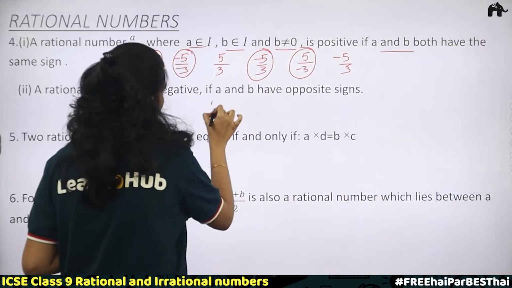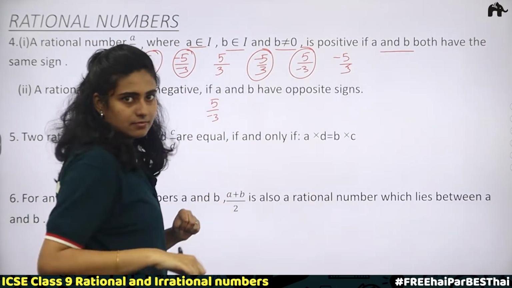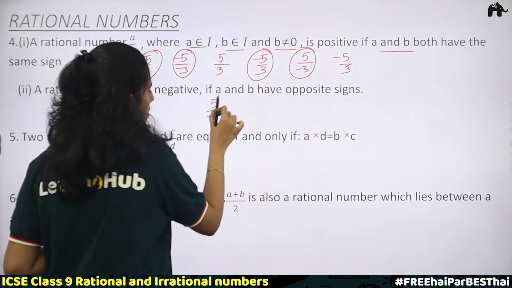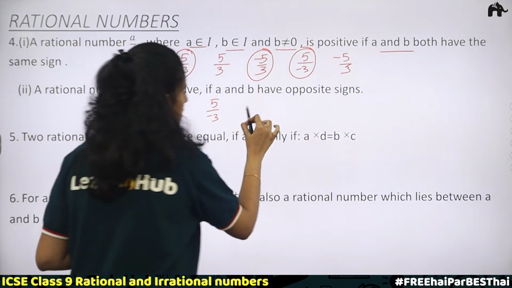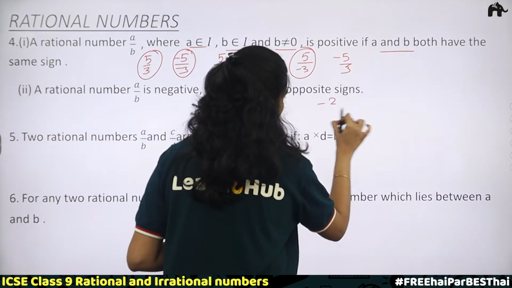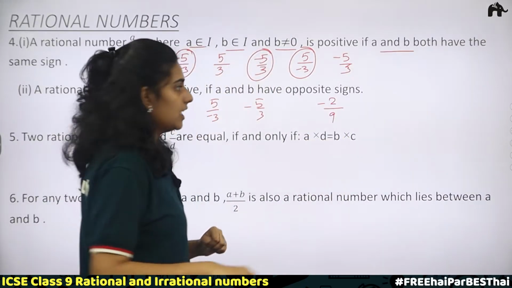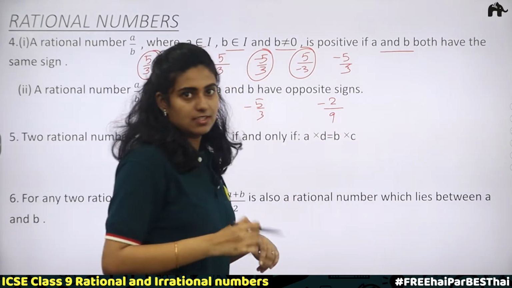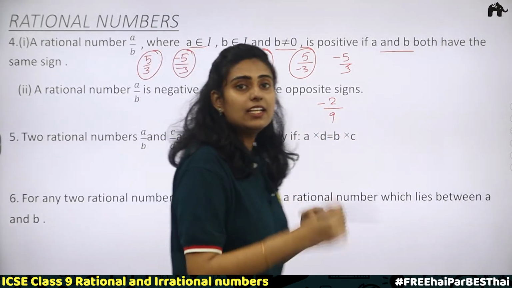That is 5 by minus 3. Here a is positive, b is negative. Therefore, the rational number is negative. The rational number is minus 5 by 3. Or if it is minus 2 by 9, numerator or a is negative and b is positive. This is again an example of a negative rational number.